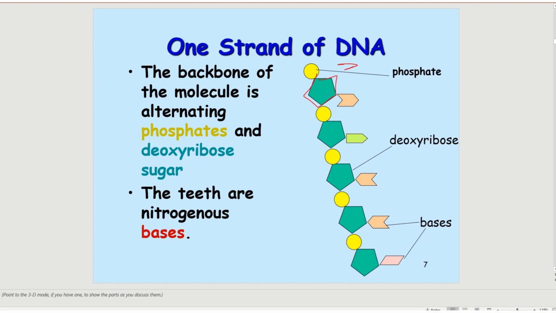So it's alternating, which means phosphate sugar, phosphate sugar, phosphate sugar, phosphate sugar, right? That's what alternating means. Every other one, right? But it's over and over again, the same thing. And what does a backbone do in your body? It makes you upright, right? But it also supports you.